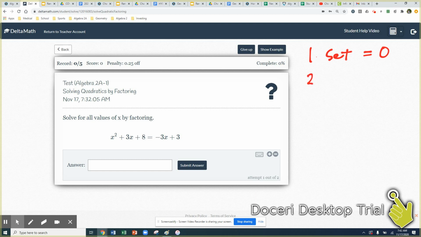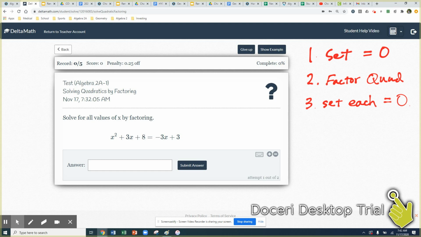After you set it equal to 0, number 2, you're going to factor your quadratic. And lastly, you're going to set each factor equal to 0. So we'll go through each of those processes in the rest of that white space to the right there, so you can kind of see each step moving forward.